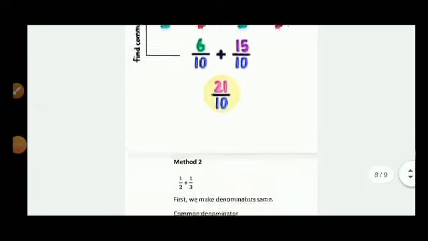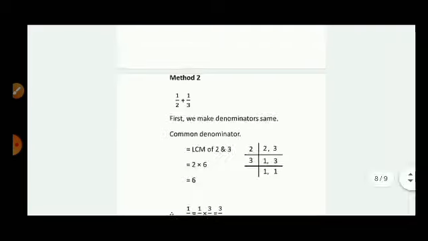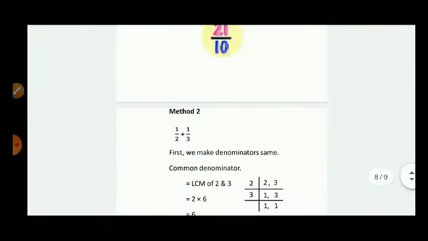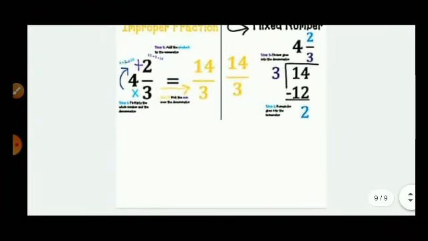So after that there were two methods. I just want to say, select the one method which looks easy and stick with that only, because if you learn both of them you will get confused, but after all it's your choice. After that I told you how to do addition of mixed fractions.